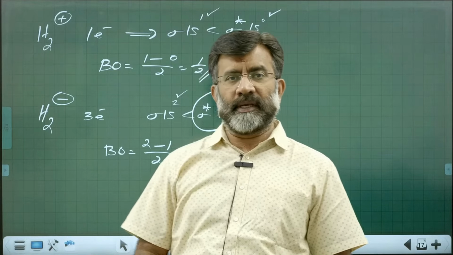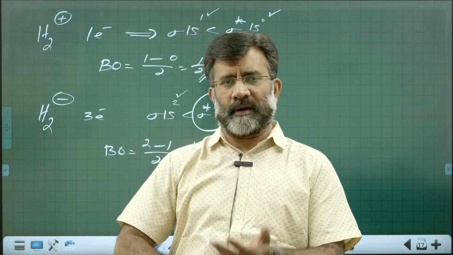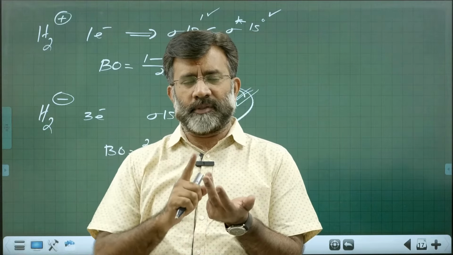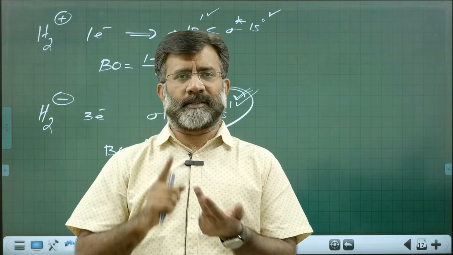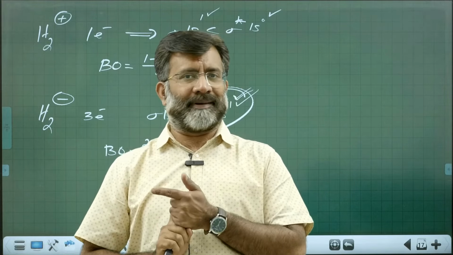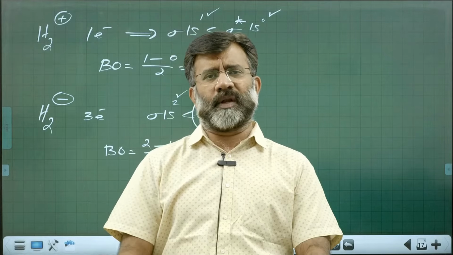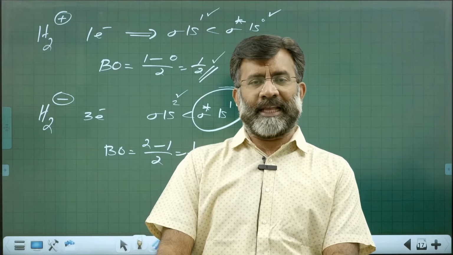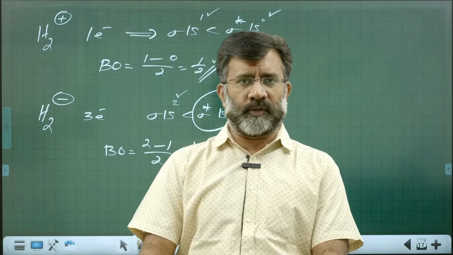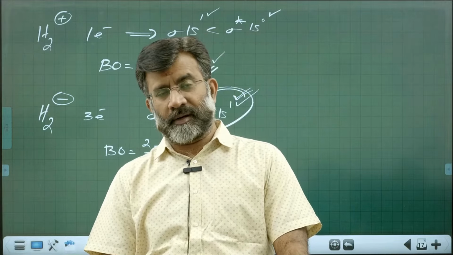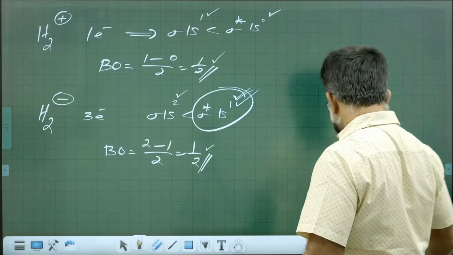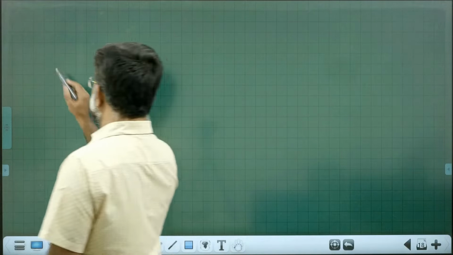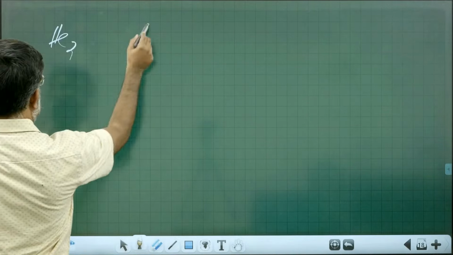So MO theory helps us to understand the molecular electronic configuration, the bond order, the magnetic properties, etc. Various advanced level information is explained by molecular orbital theory. It helps us to understand why He2 does not exist. Why does He2 not exist? The helium 2 ion, we know, does not exist.